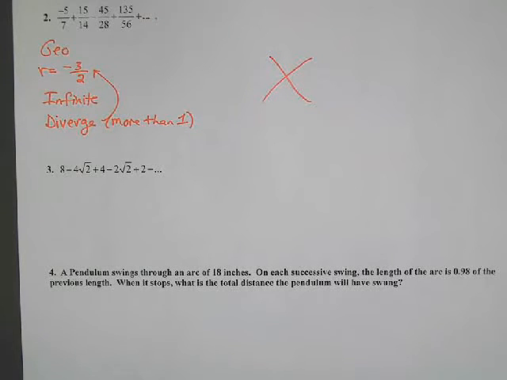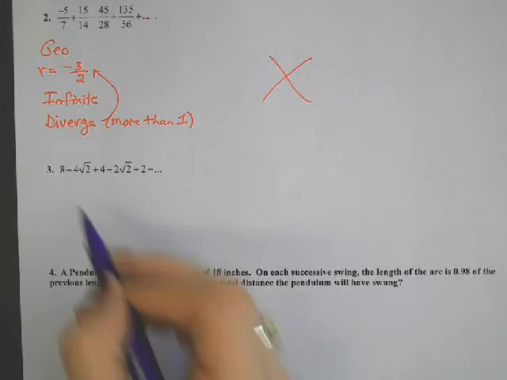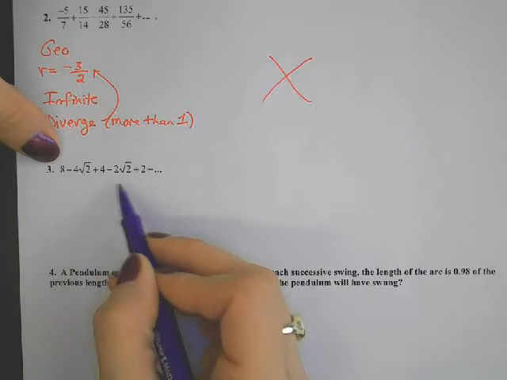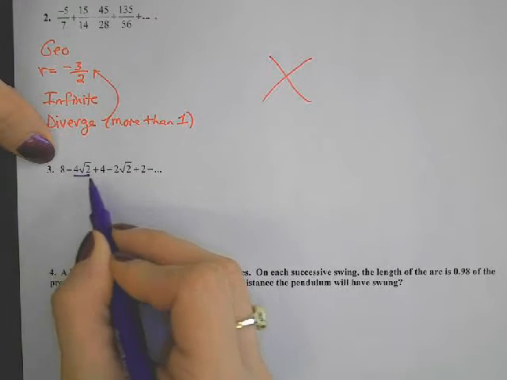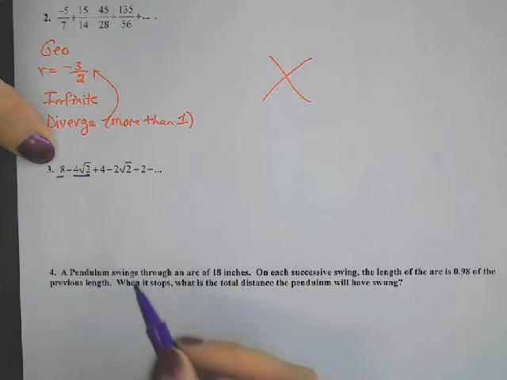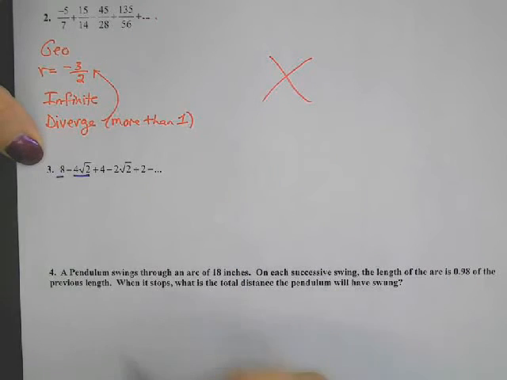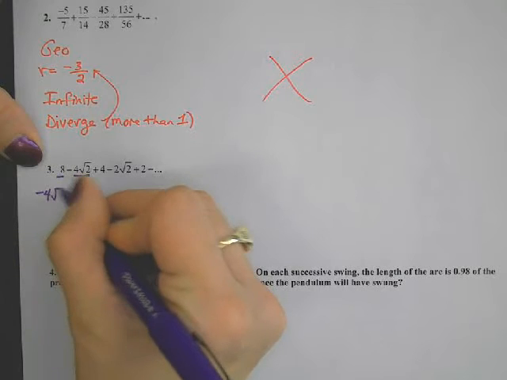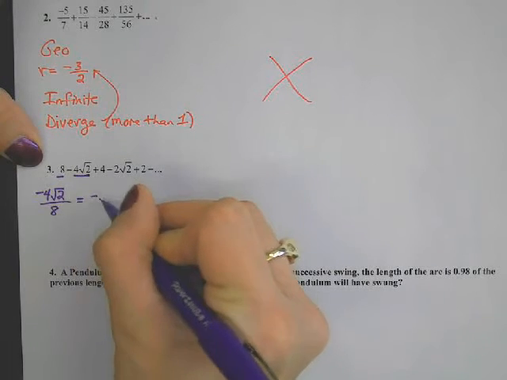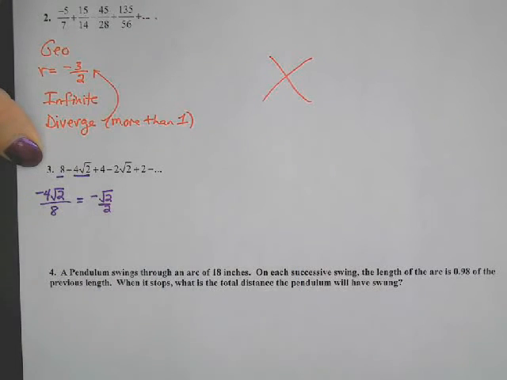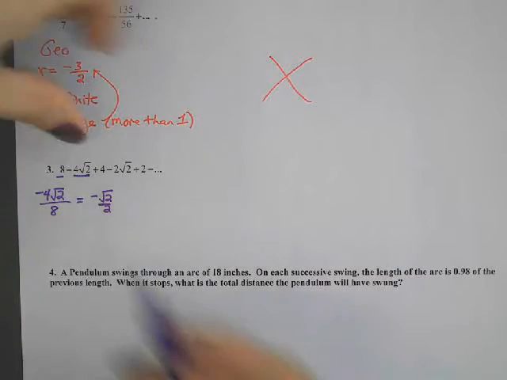Let's see what's happening here. Okay. Sometimes when the problems are tricky like this, I like to take the second term and divide by the first term. Dividing the terms is the best way to figure out the r. So -4 radical 2 divided by 8 is negative radical 2 over 2. Let's see, is that true?